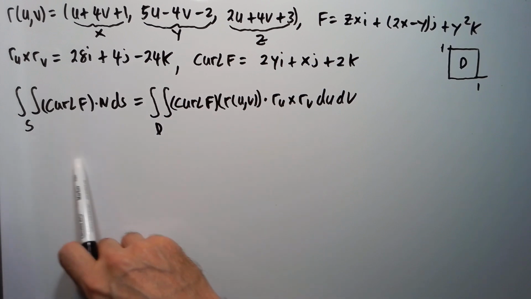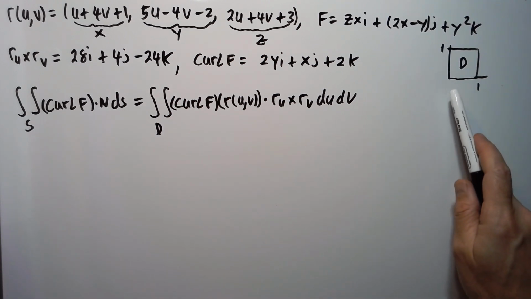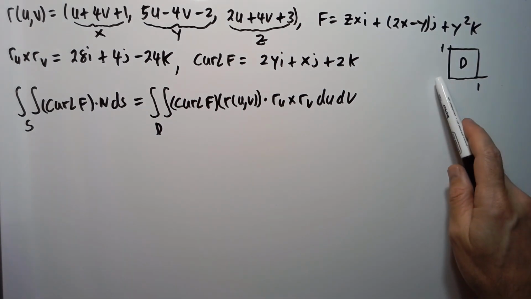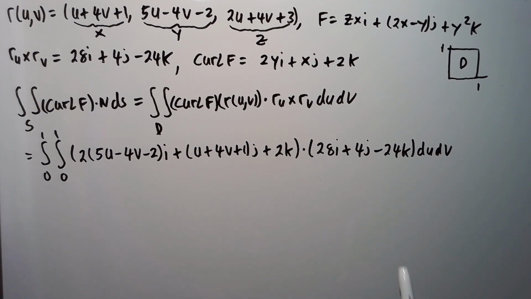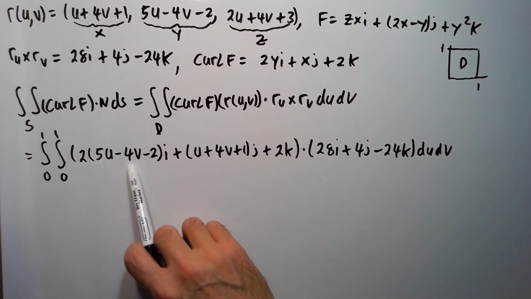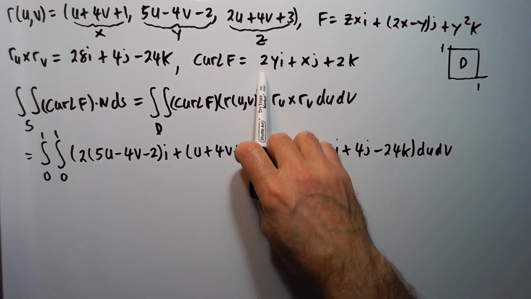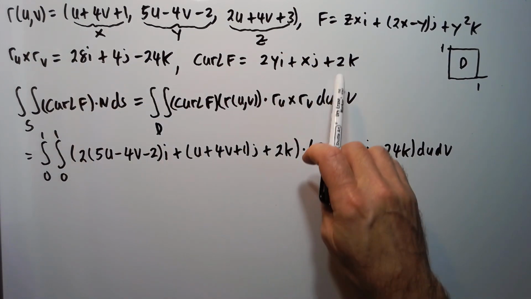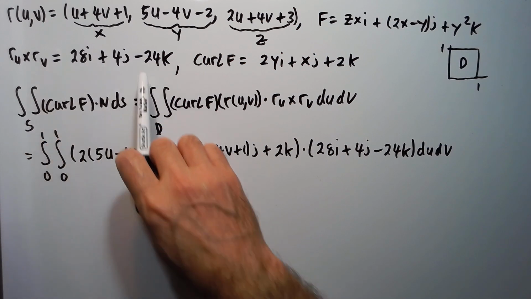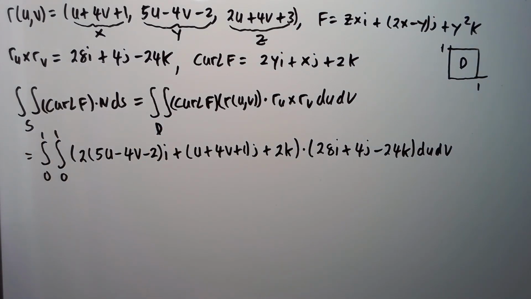So let me write that down here. And our D is this region over here, so it's going to be from 0 to 1, 0 to 1. So let me do that. So look at this. Again, that's 2u, that's my y. I'm plugging into this, and plus x, which is u plus 4v plus 1 right here, and plus 2k dotted with this guy.